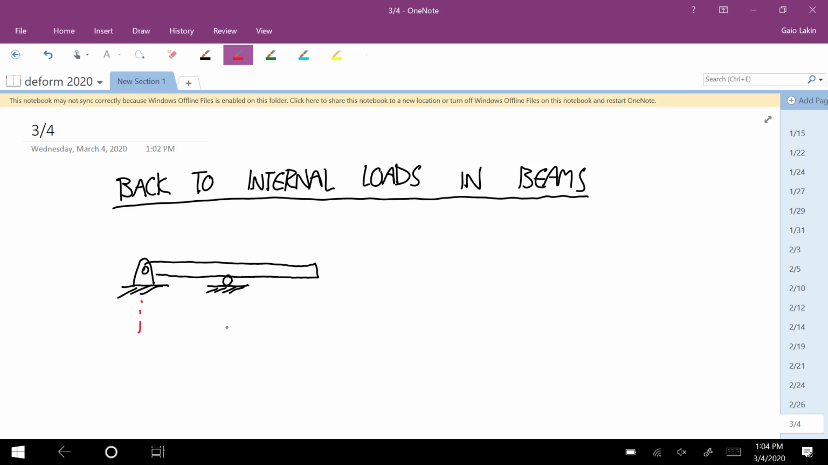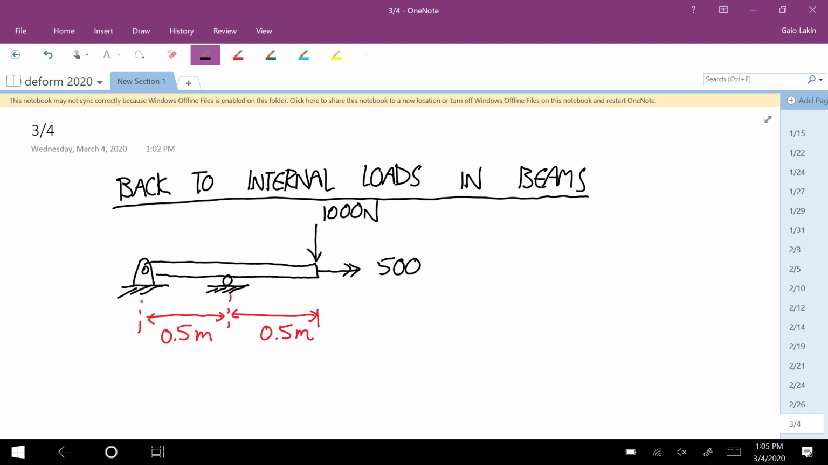This distance is 0.5 meters. Okay, 0.5 meters, and then this other half is 0.5 meters. And there's a 1,000 Newton load of downward force here. And then there's an external torque of 500 Newton meters here.